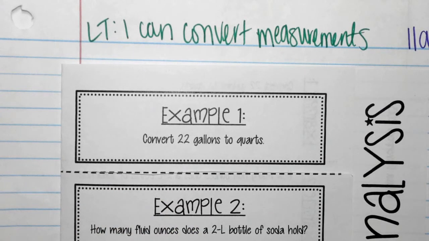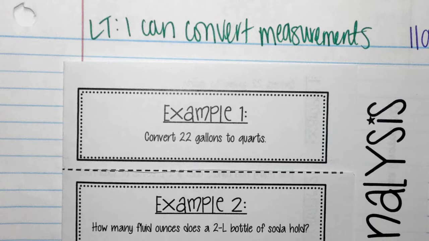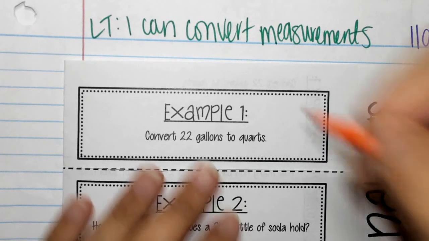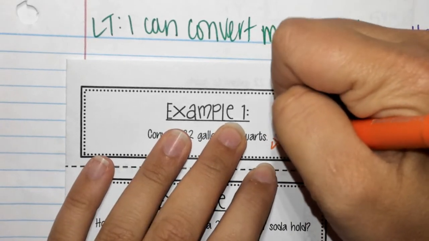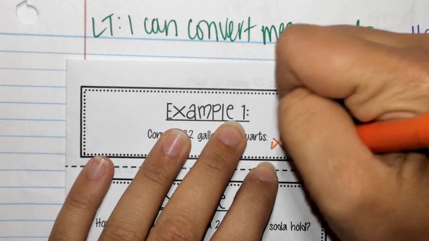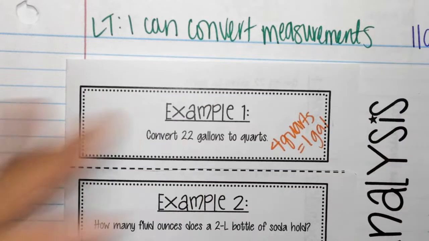Okay, does anybody know how many quarts are in a gallon? 4. Take a point if you said 4. Great job. Okay, so let's start with 4 quarts equals 1 gallon.